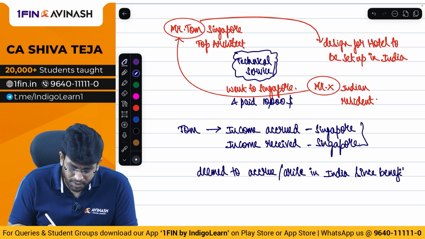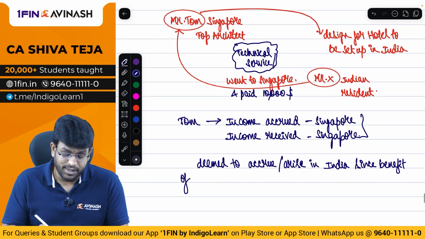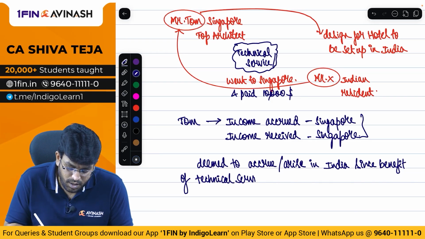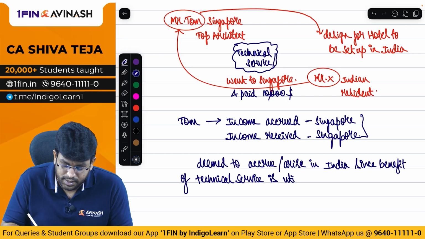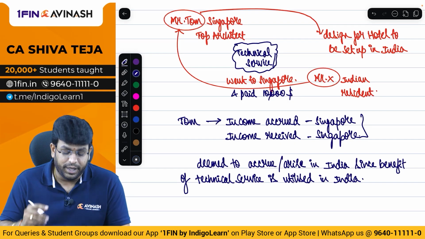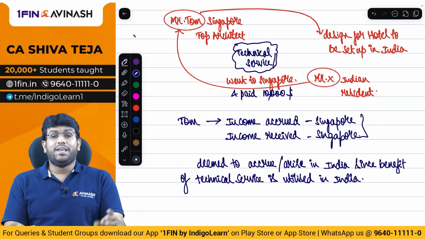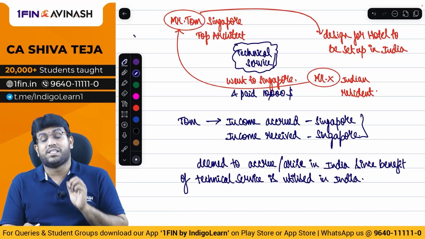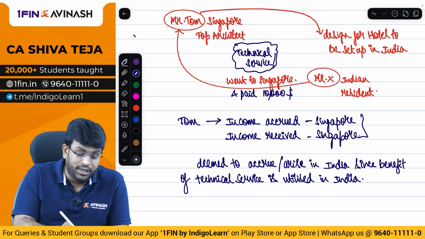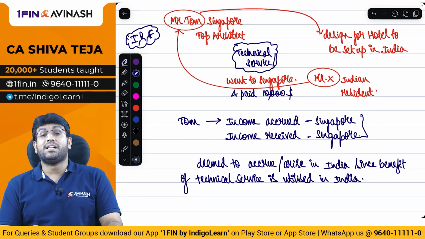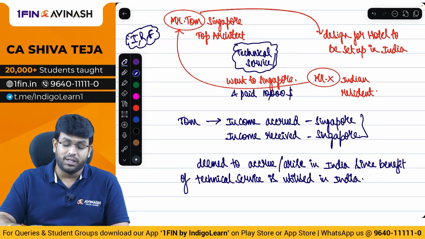Deemed to accrue or arise in India since benefit of technical service is utilized in India. Even though income is accrued outside India, received outside India, still it is deemed to accrue in India because benefit is utilized in India. And this concept is only in case of IRF. Why do I say IRF? Because interest, royalty and fees for technical services. It will apply only in this particular context.